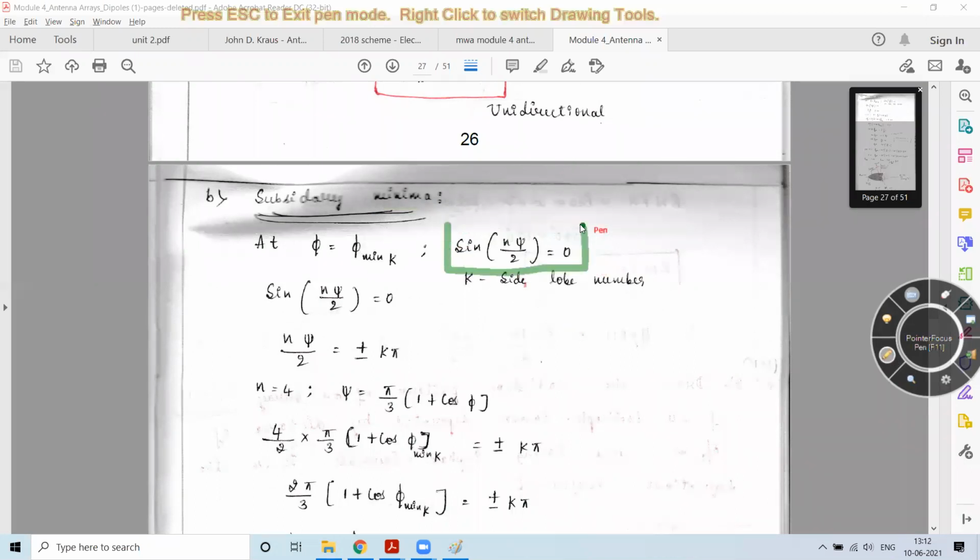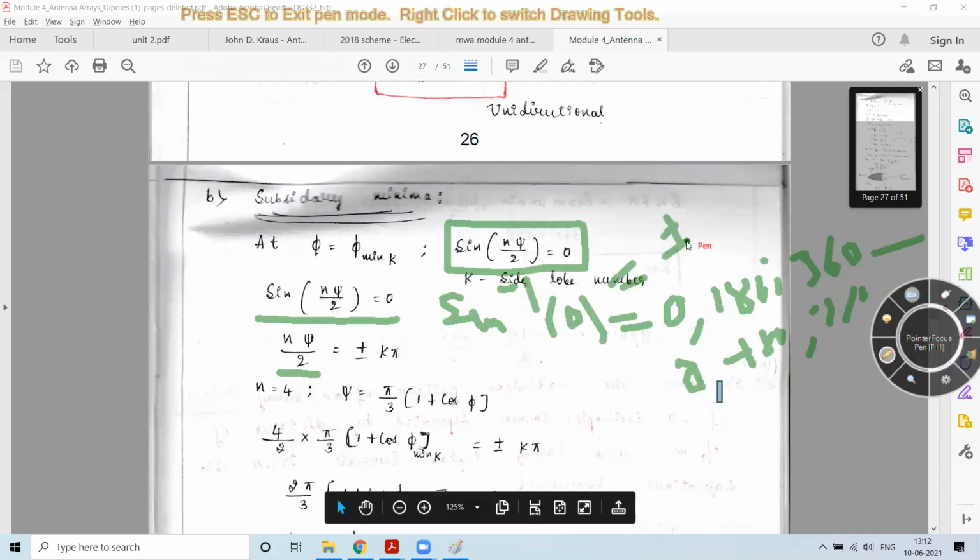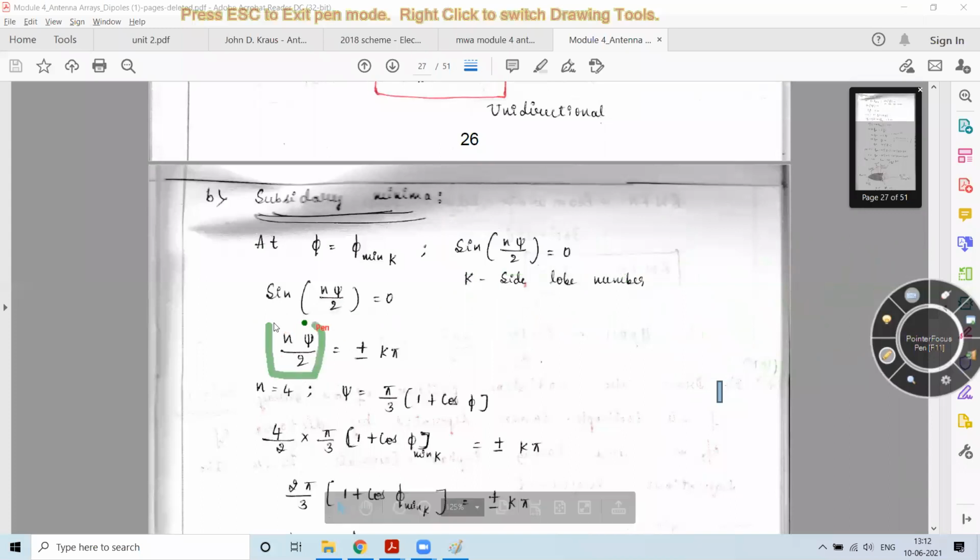So now we have sine n psi by 2 equal to 0. Now I simplify this equation. In this case, n psi by 2 is equal to sine inverse of 0. So what is this? I'll have sine inverse of 0 equated to 0 degrees, 180 degrees. Then again, if I continue, it will be 360 degrees and it will continue. Now, if I measure it the other way, it will be 0 degrees, minus 180 degrees, minus 360 degrees. So how do I write this? I write it as plus minus 0 degrees, plus minus 180 degrees, plus minus 360 degrees, and so on, it will continue.